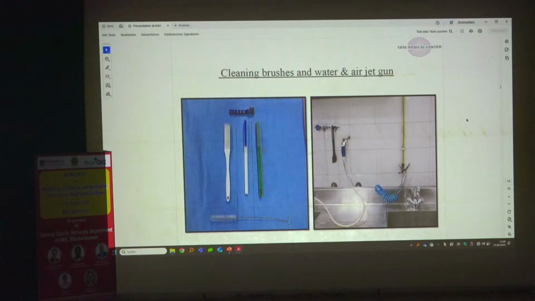This is the cleaning process and the water and air jet gun. The cleaning process is very much required for cleaning surfaces like crevices and joints. A few brushes are used for luminal instruments, because the maximum number of the instruments in the ETO and plasma are luminal. So in that case, such a luminal cleaning process is required. And this is the water jet gun, and this is the air jet gun for cleaning hollow devices, because cleaning hollow devices is much more challenging than cleaning solid instruments.